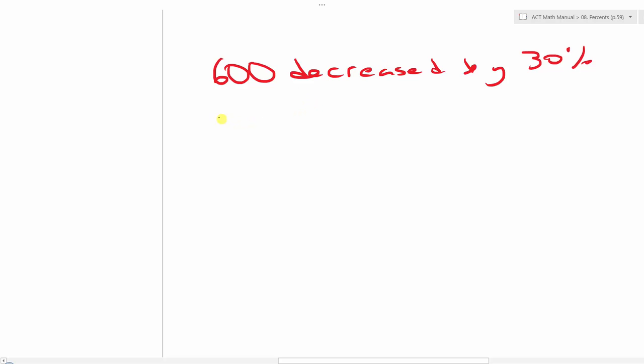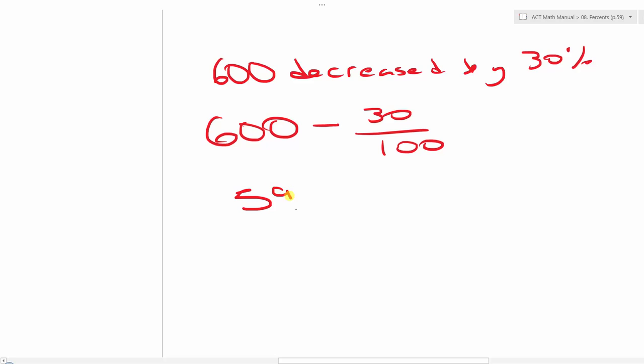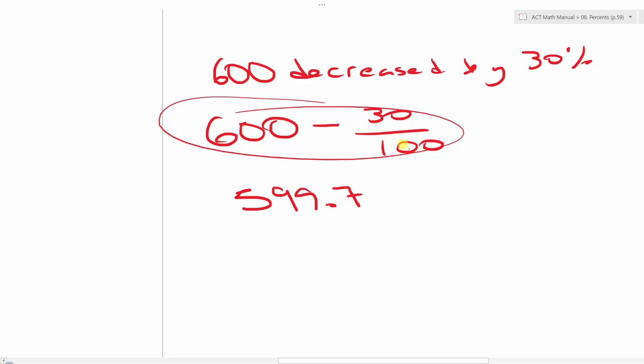Some students, if you are not one of them, then that's great, good for you. But some students do think that they can simply do 600 decreased by 30%. So they'll get something like 599.7 or something like that. That's what this would be. You have to understand that you can never put a percent alone into a percent increase decrease question. There always needs to be a number after the percentage that you are taking that percentage of.